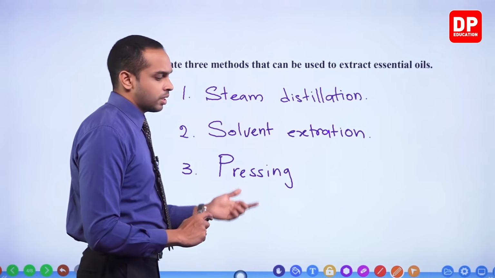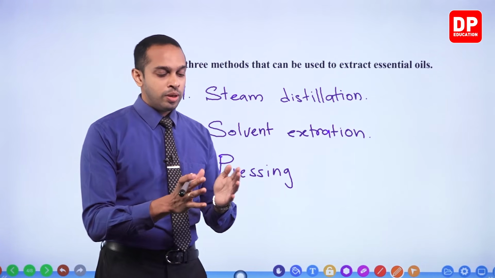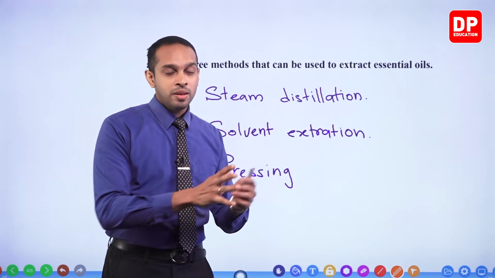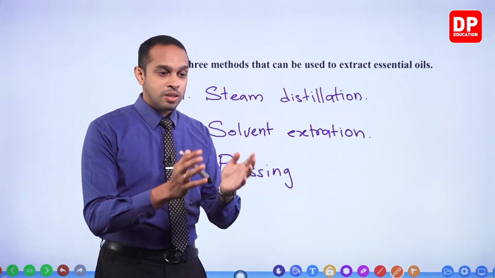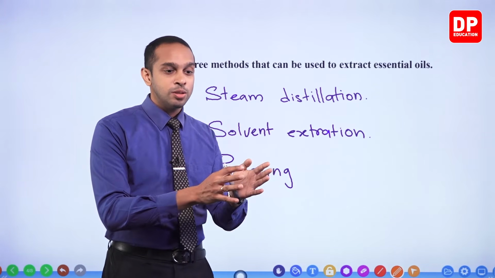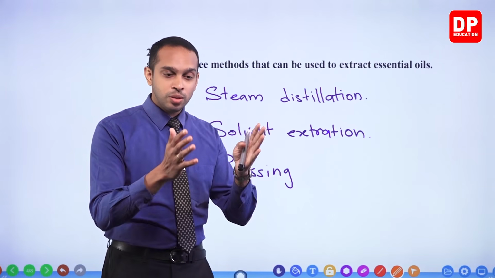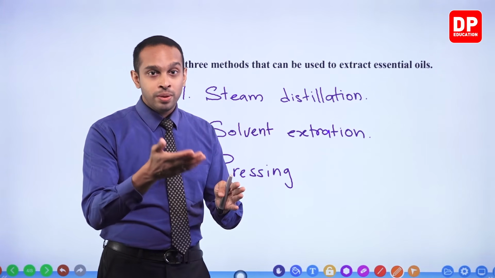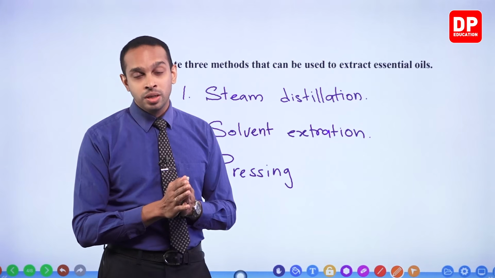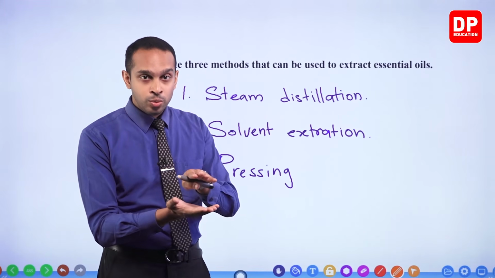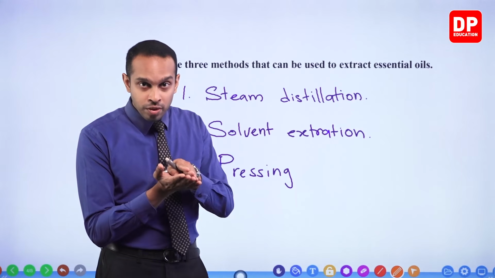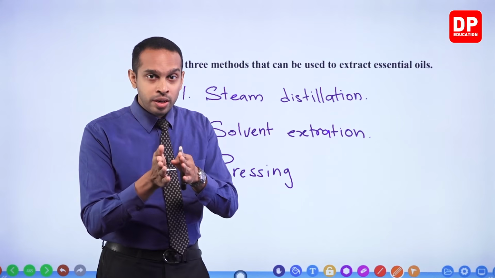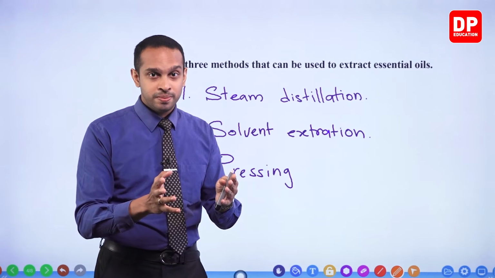Pressing. The pressing method is used when we want to absorb the essential oil into another material. Essential oils sometimes get absorbed easily into things like wax. So what we do is take two glass panels that are coated with wax, and layer the plant material that contains the essential oil in between the two glass panels, and then we press them. At this point, when you are pressing them, the essential oil will get absorbed onto the wax.